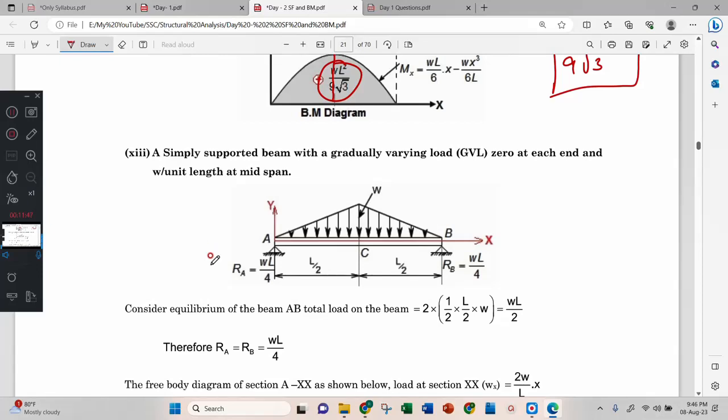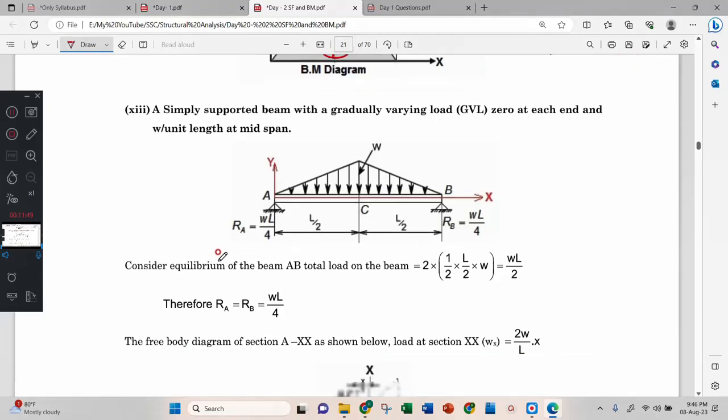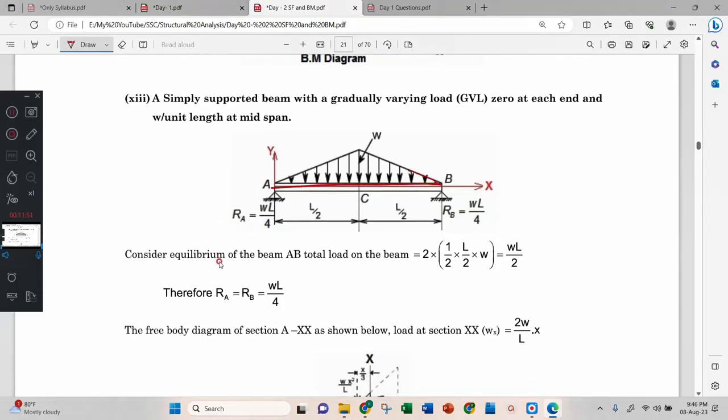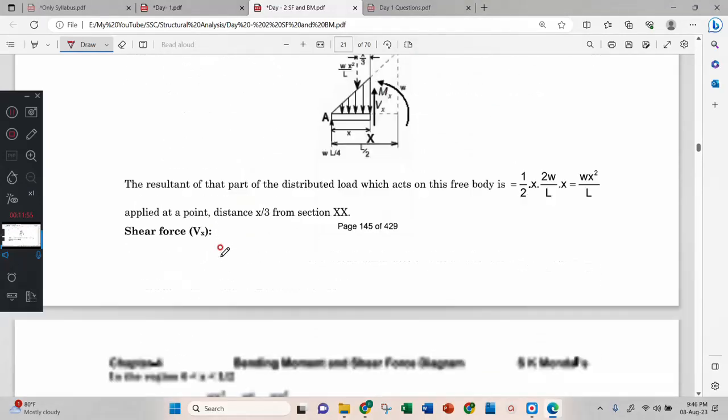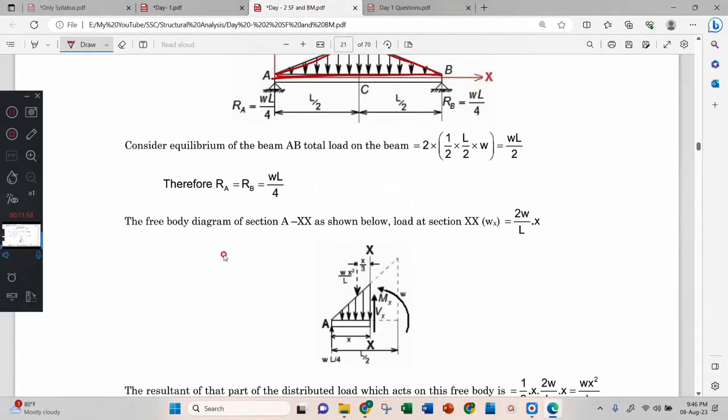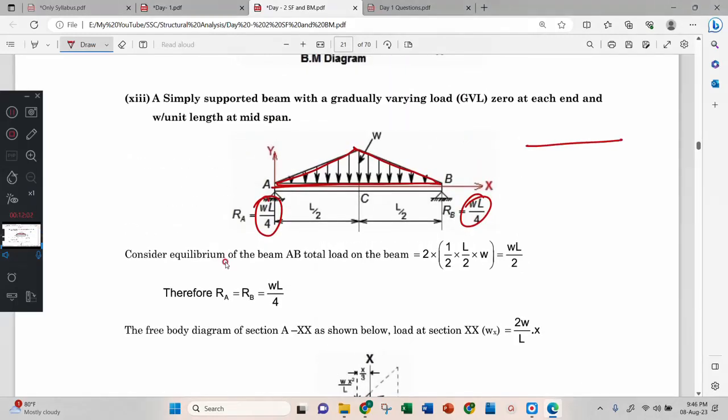Next, this one. In such a case, symmetric UVL. Support reaction is what? WL by 4, WL by 4. Interesting, no? When a simply supported beam has a point load, its bending moment diagram is WL by 4. When the load is like this, then here also WL by 4.